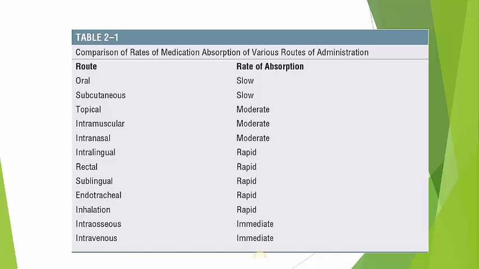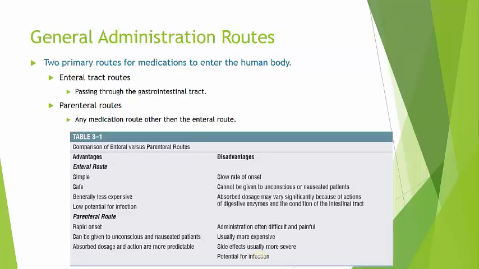So as long as you understand the rates of absorption, this may help you when you are deciding what route you want to give if you have different options. So we have two primary routes of administration for the medications to get into the body. So we've got enteral and parenteral.